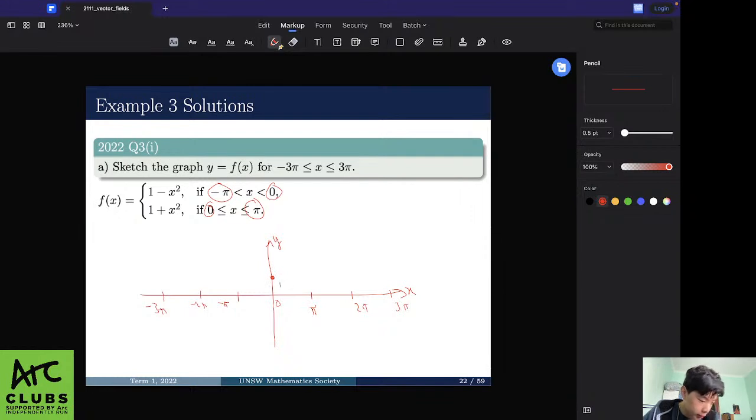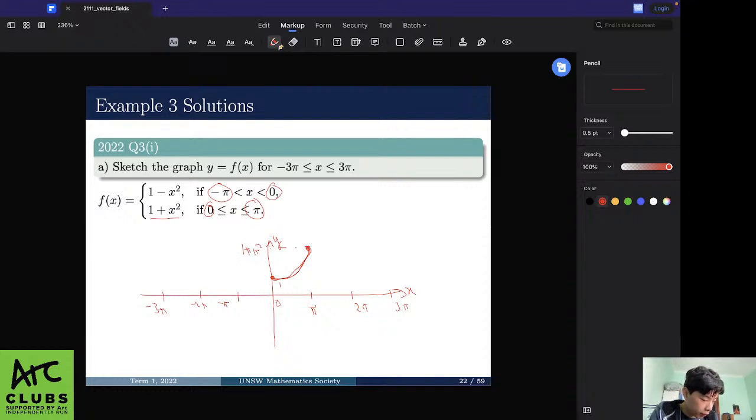So this is 1. And then we also have, when you have pi, so if you put pi in here, we get 1 plus x squared. So 1 plus pi squared, that's maybe about, I don't know, maybe like 10 something. We'll just put it up here. And since it's kind of like a parabola shape, we can just draw out a parabola kind of shape. And this is our 1 plus pi squared.